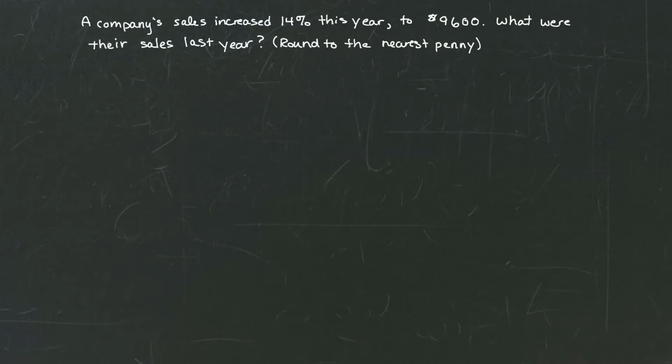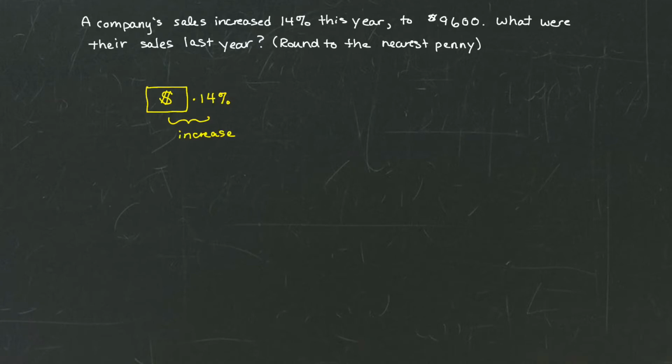Well, the first thing is to get an overview of what's being said. So we have a company and it makes a certain number of sales, right? So I'm going to designate that by this little box here. The next year, they increase 14%. So we're going to take 14% of their sales, and how do we do that? Well, we multiply 14% times the sales. That tells us the amount of increase.